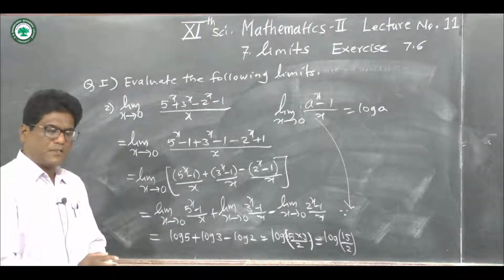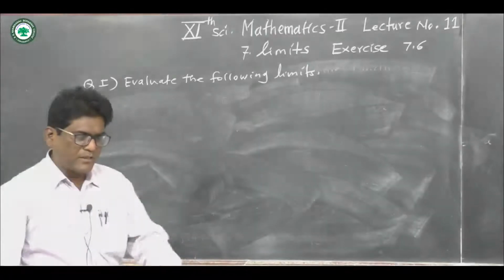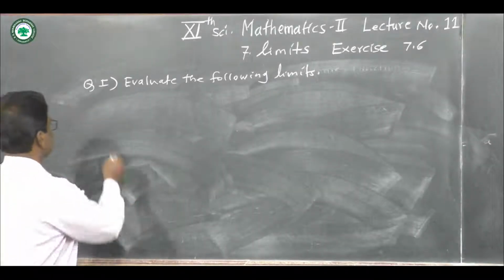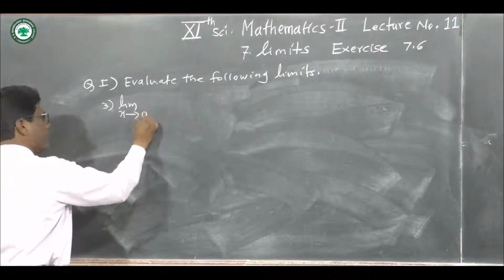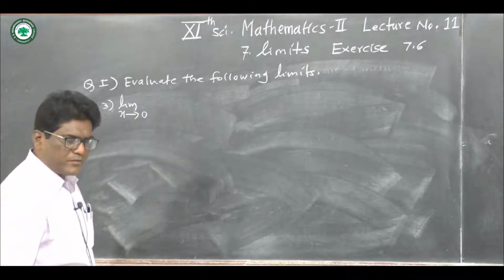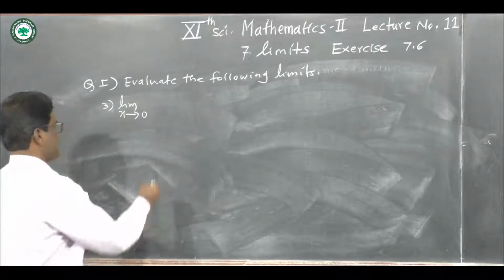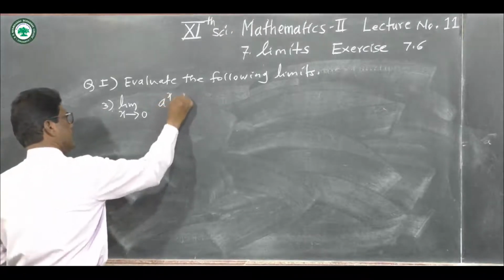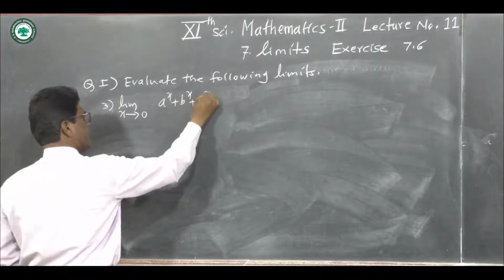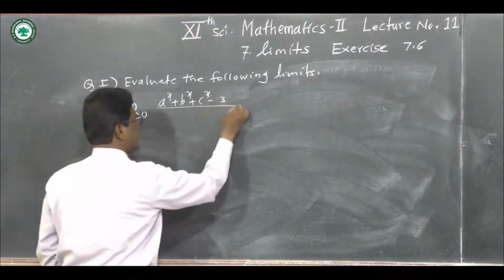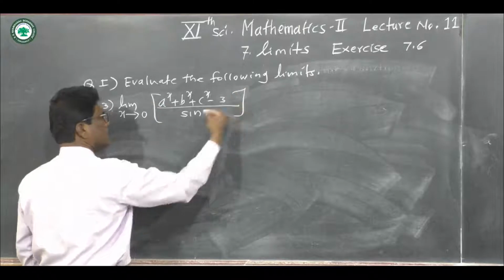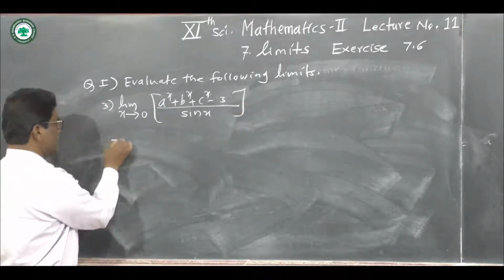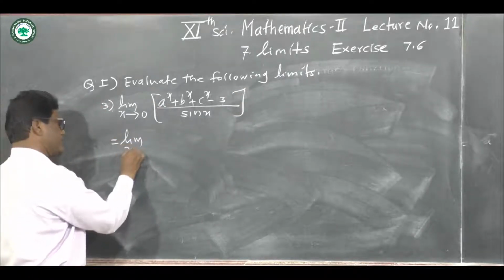Now see here, third problem. Third problem here, limit x tends to 0, a to the power x plus b to the power x plus c to the power x minus 3 divided by sin x. So it is equal to limit as x tends to 0.